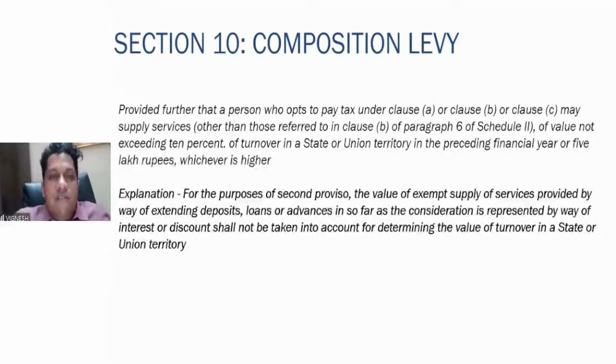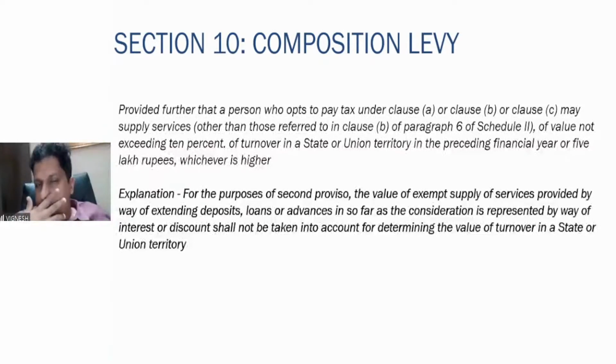Then there is a further provision: provided further that a person who opts to pay the tax under A, B, C may supply services other than those referred to in 6B of Schedule 2, of value not exceeding 10% of turnover in the state in the preceding financial year or 5 lakh rupees, whichever is higher. Now, what is this? There may be a situation wherein a manufacturer or a trader may provide some other services, but such amount will not be very high. In that situation, a limit is given up to which you can provide.